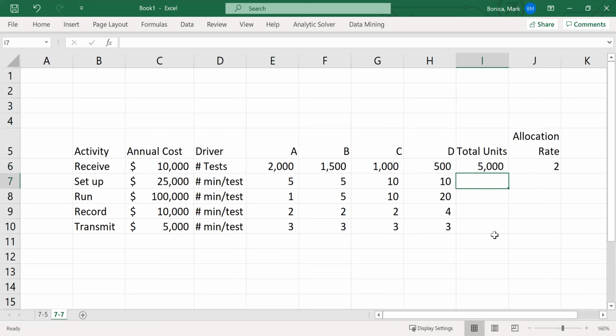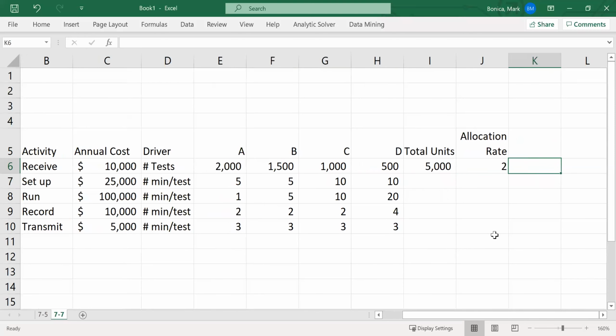So now we've got to do the rest of these. Unfortunately, they require a little bit of arithmetic. For setup through transmit, we need the total number of minutes performed, and then we'll calculate the allocation rate per minute. Whereas we did $2 per test, what we want now is how much setup costs per minute. So in order to get the cost per minute, we need the total number of minutes of service.